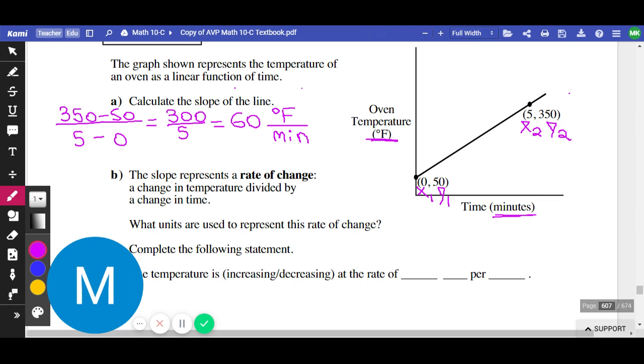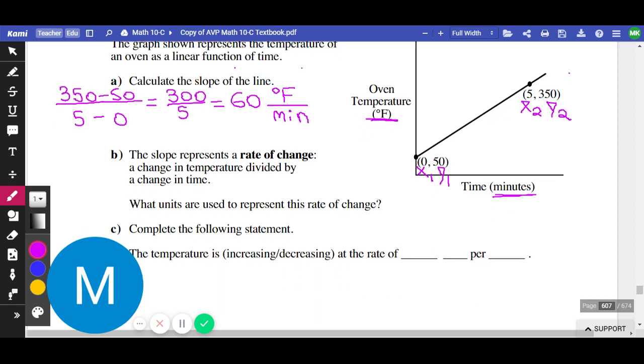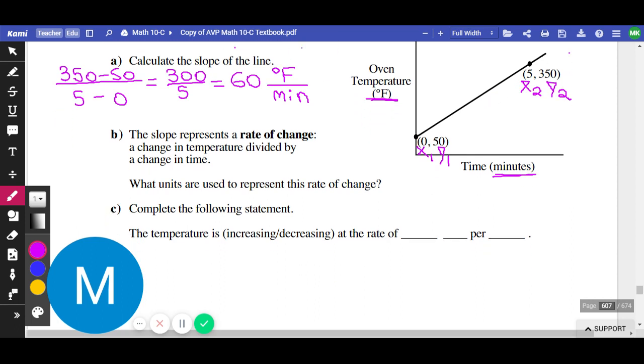If we looked at this and said, complete the following statement, the temperature is increasing at a rate of 60 degrees Fahrenheit per minute. That's this right here. 60 degrees Fahrenheit every minute. Cool.